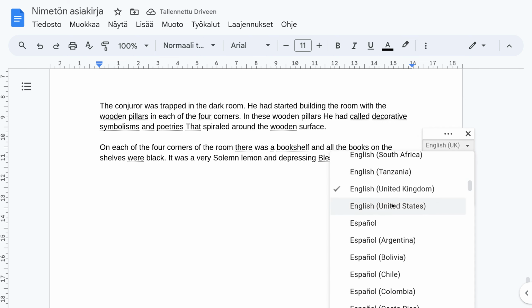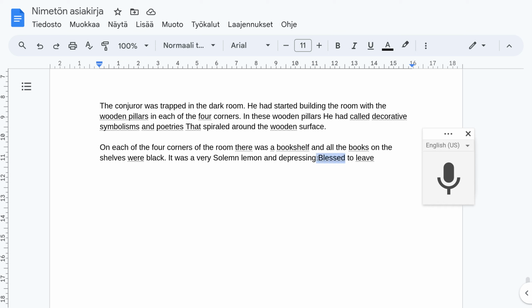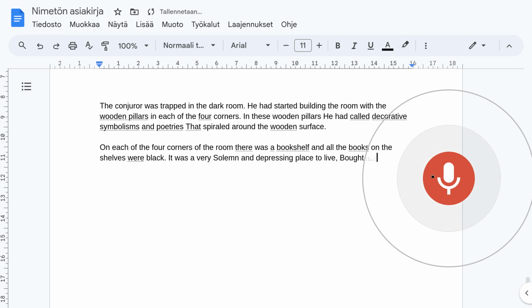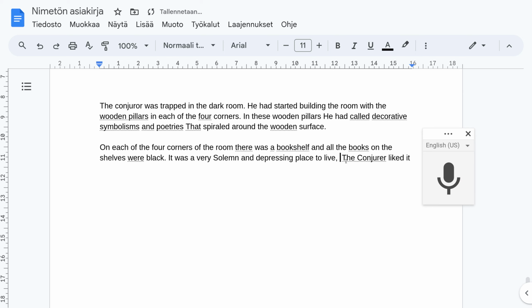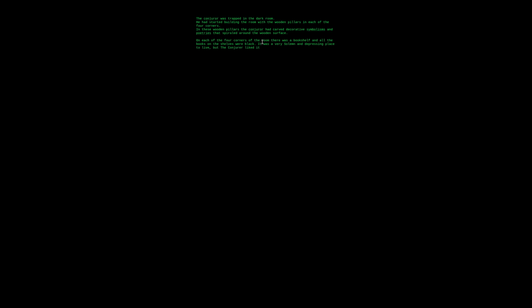Why doesn't this software at the moment understand my words very well? It was a very solemn and depressing place to live. But the Conjurer liked it. What's the problem over here? On each of the four corners of the room there was a bookshelf, and all the books on the shelves were black. Put a colon over here. All the books on the shelves were black. It was a very solemn and depressing place to live, but the Conjurer liked it.